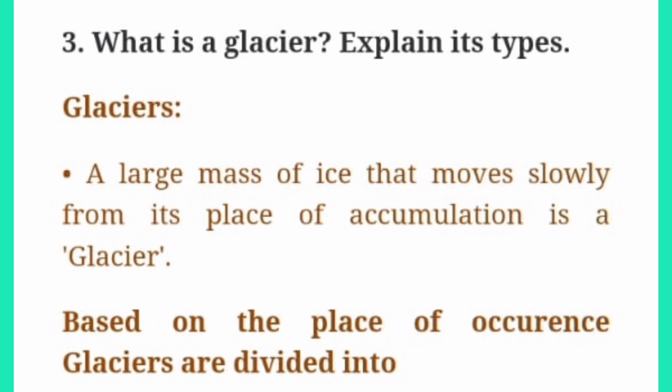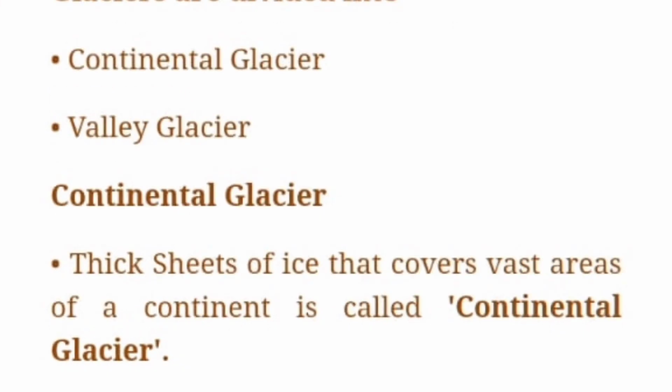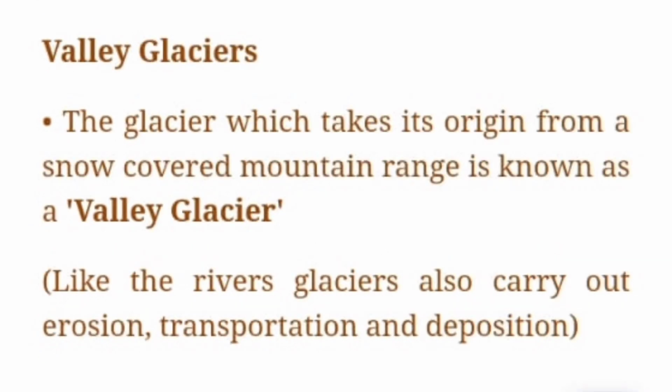Third question, what is a glacier? Explain its types. Glacier: a large mass of ice that moves slowly from its place of accumulation is a glacier. Based on the place of occurrence, glaciers are divided into continental glacier and valley glacier. Continental glacier: a thick sheet of ice that covers a vast area of a continent is called a continental glacier. Valley glacier: the glacier which takes its origin from a snow-covered mountain range is known as a valley glacier. Like rivers, glaciers also carry out erosion, transportation and deposition.